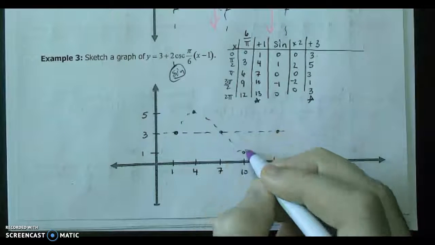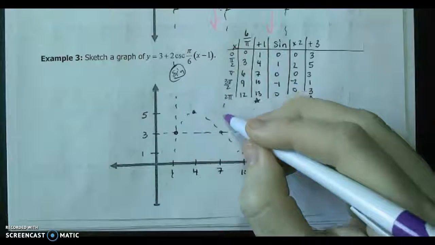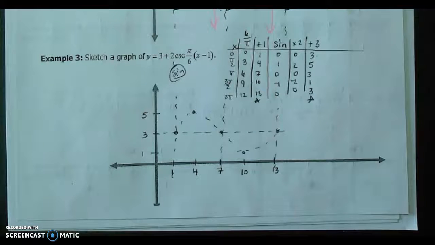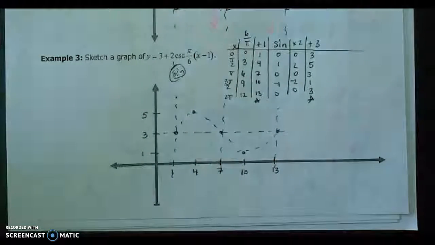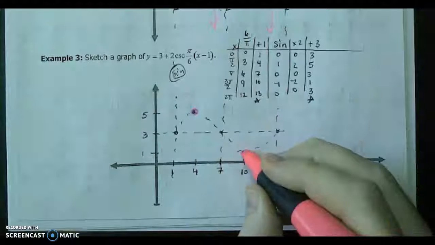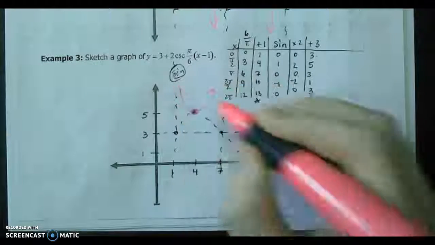Make it a dotted curve. Put your vertical asymptotes at 1, 7, and 13 because that is where sine is crossing the sinusoidal axis. Then you put a point at the high point on 4 and the low point on 10, and it curves away from the dotted lines.